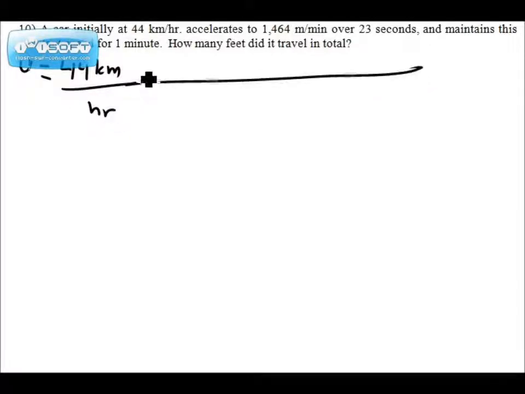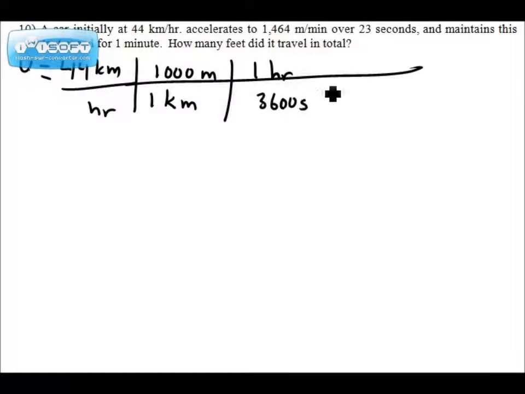Well, you know what? I'm going to save some grief now and we'll just look at it in meters per second. So 1 kilometer, 1,000 meters, and 1 hour, 3,600 seconds. That is going to give me 12.22 meters per second. I'm going to store that in my little memory location A.